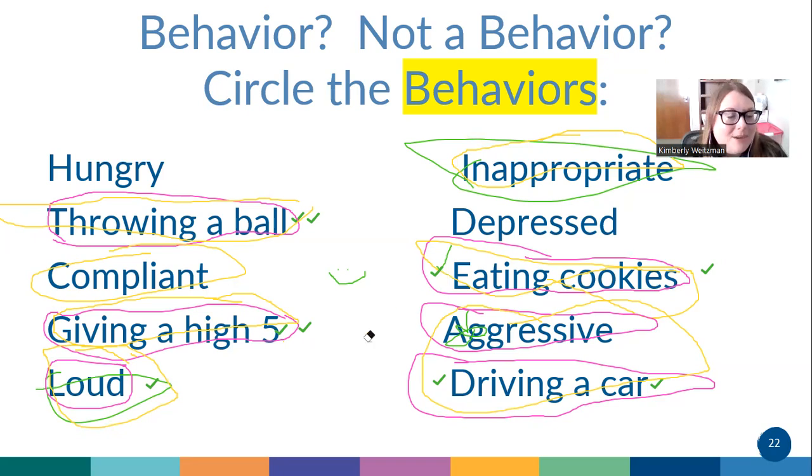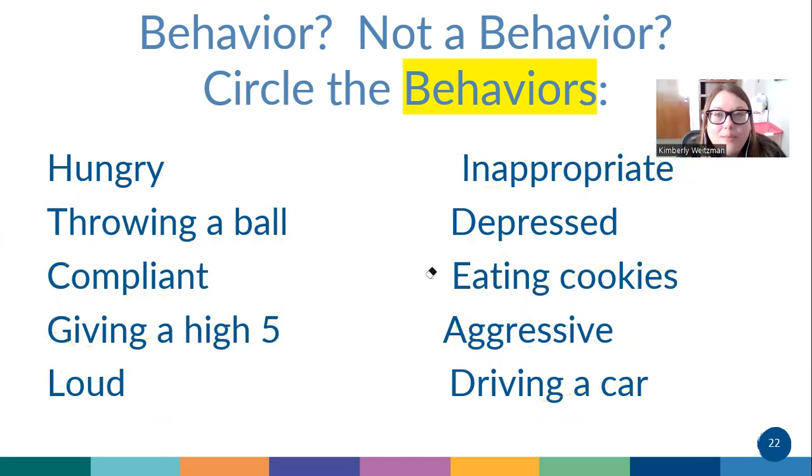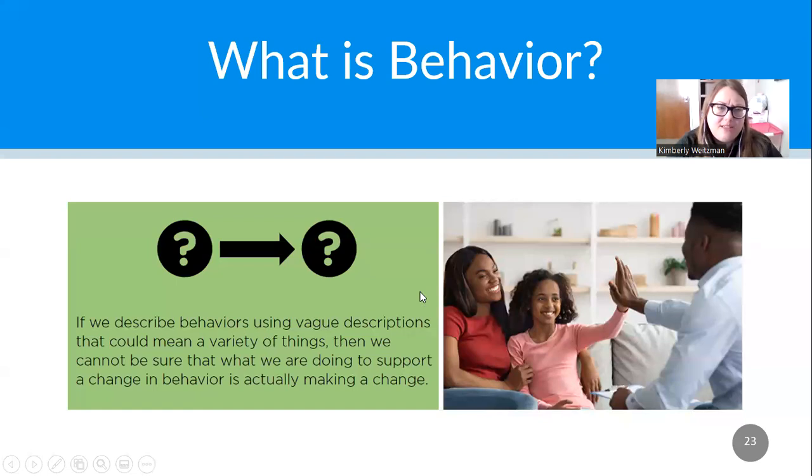Okay. Here in a minute, we're going to talk about why it's important to be specific when we're talking about behaviors and to make sure that we're not actually referring to internal states or opinions. So like I already said, we want to be specific in what it is that we're targeting with the client. If we describe behaviors using vague descriptions, that could mean a variety of things. My opinion of compliant is probably different than your opinion of compliant. Then we can't really be sure that the interventions we're using, the work that we're doing with the client, is helping them to actually make a change or not if we're not clear on what the behavior is.